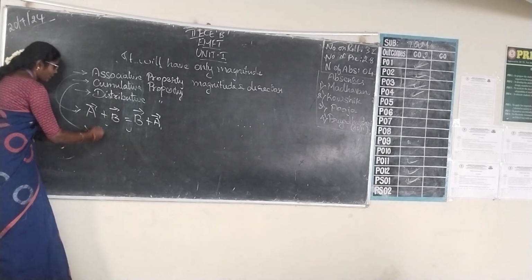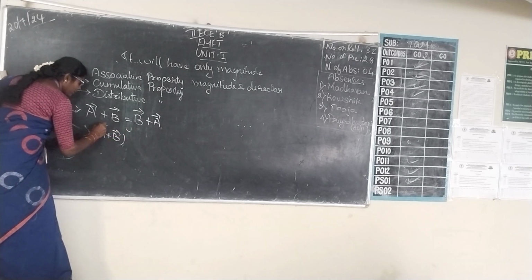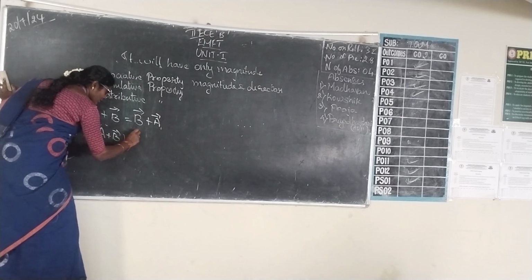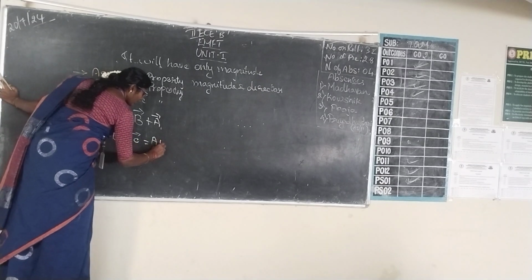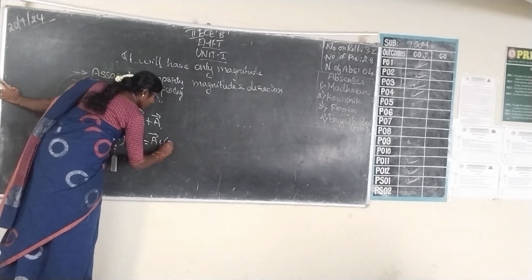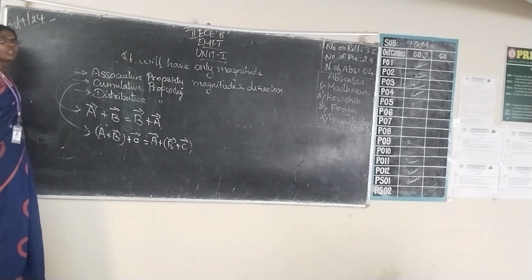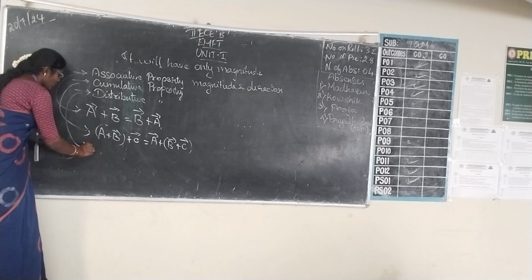That is distributive. Okay, so cumulative, I will tell you. A vector plus B vector plus C vector is equal to, we can write it as, A vector plus B vector plus C vector. This is what the cumulative property is. And the last one is the distributive property.